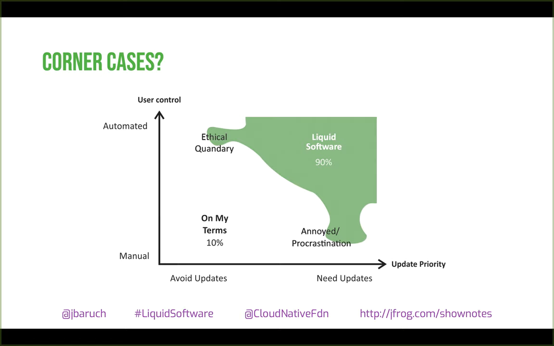But before we wrap up, I want to talk about corner cases. We believe that the majority of software should be delivered in a liquid software way with continuous updates. Are there any corner cases? And to give you an example of such a corner case, I would like to ask you another question: do you think that updating an aircraft mid-flight is a good idea? So you will have the poll up in a sec, and you will be able to express your opinion on that.